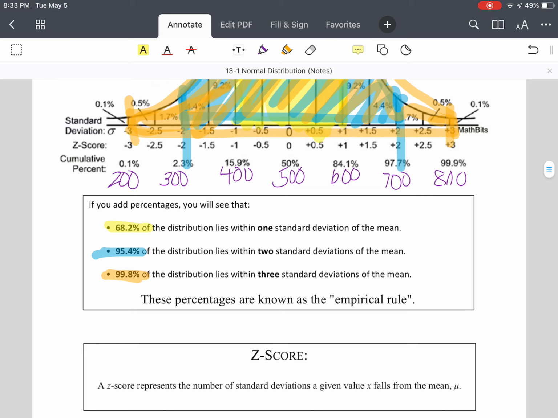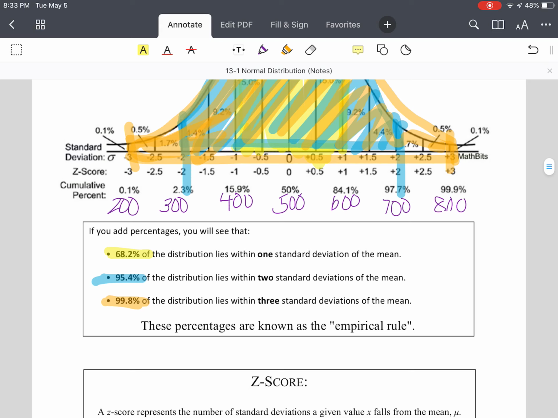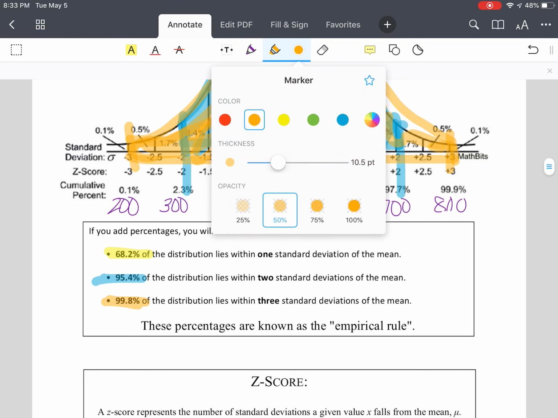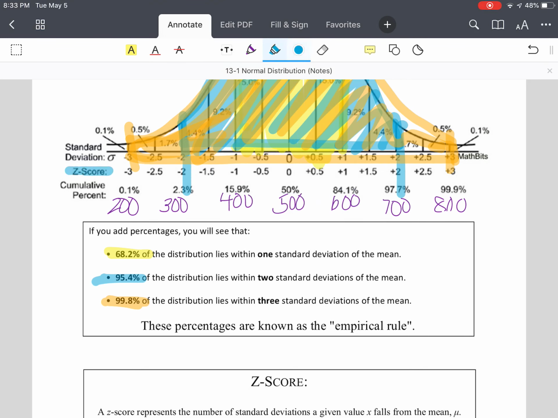And I just want to talk about what a z-score is. A z-score represents the number of standard deviations a given value falls from the mean. So if we look back up at our example, you have a spot for z-scores. Right here, the z-scores. It's the same thing as how many standard deviations above or below you are.